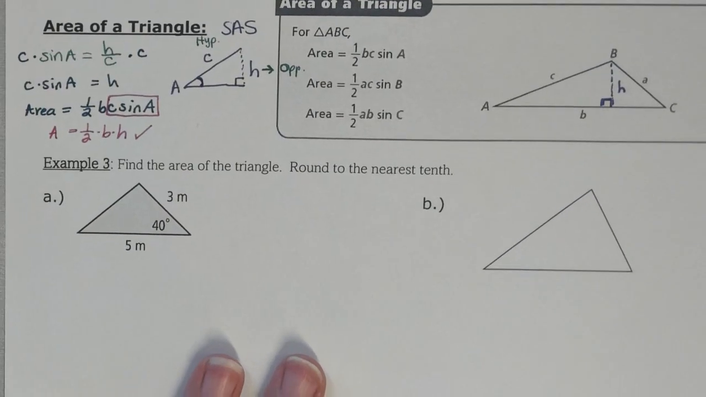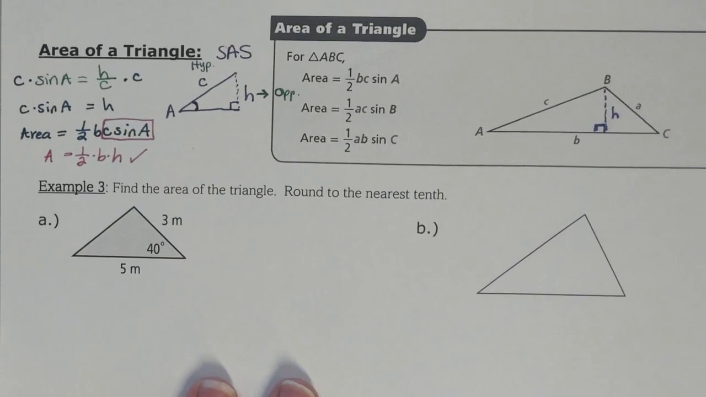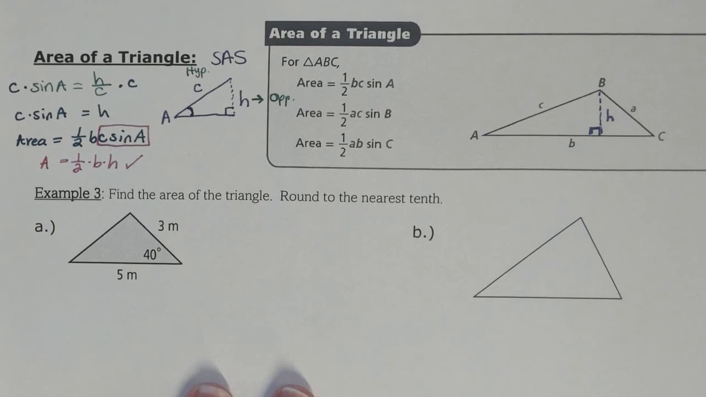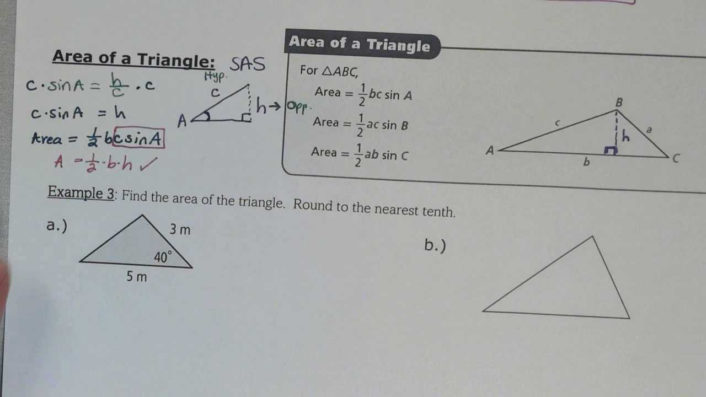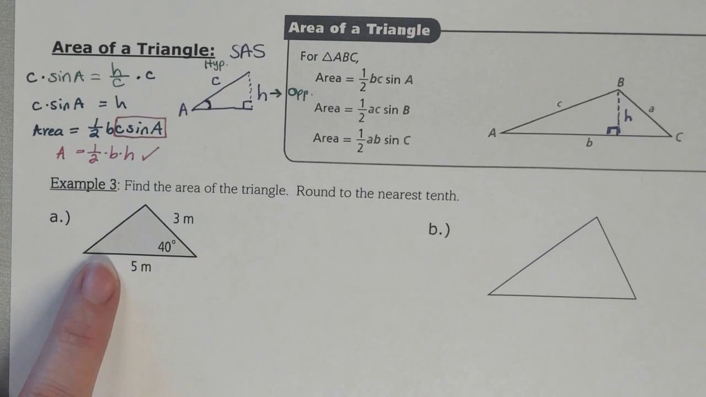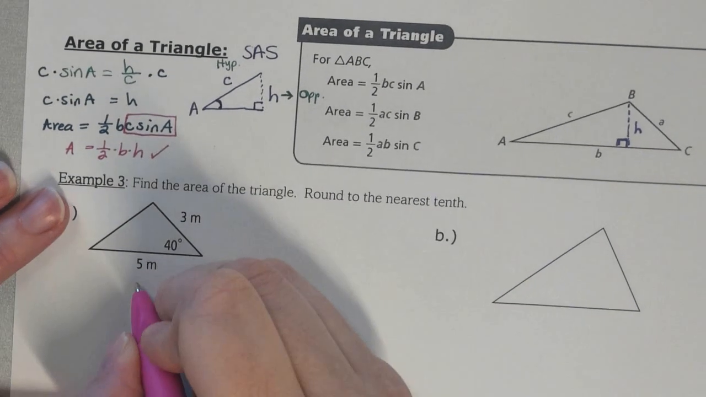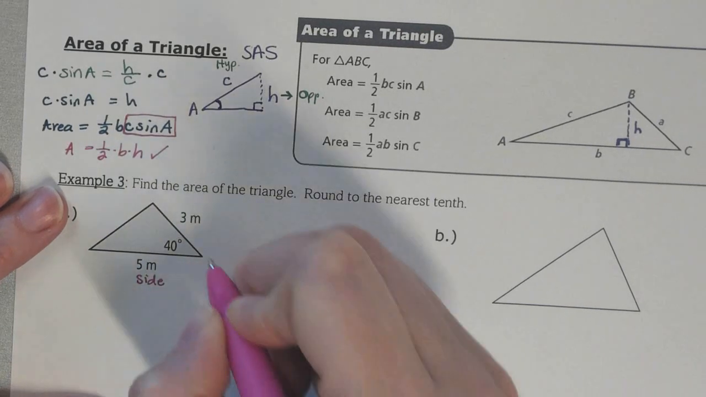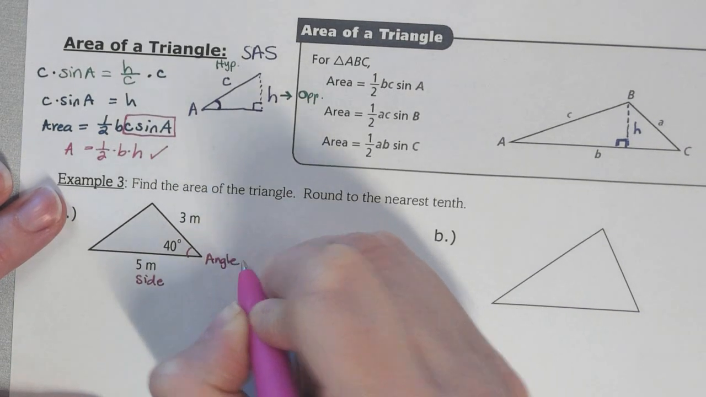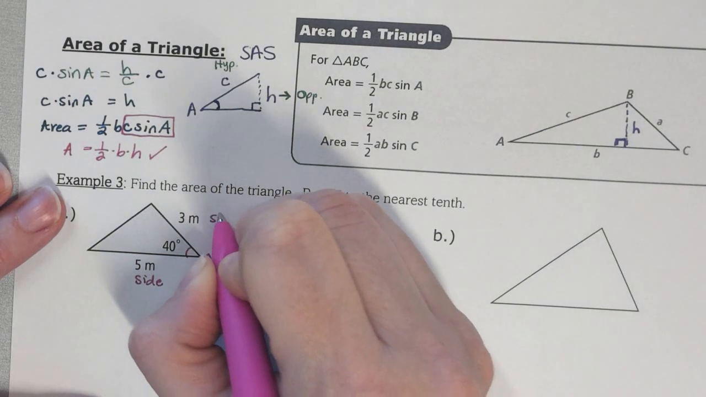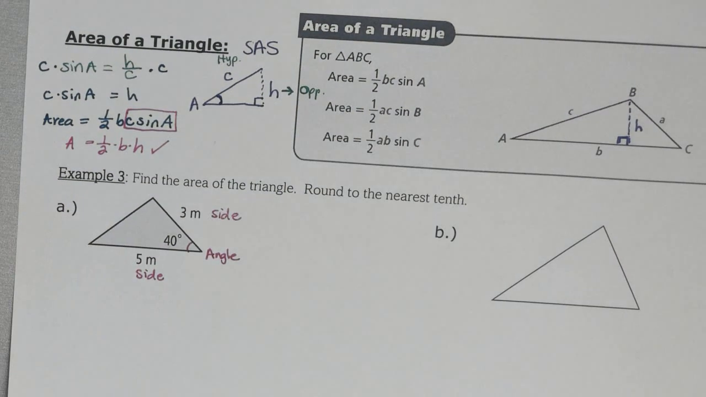Okay? So what we have to do, now that we can use this awesome formula, is if we aren't given the height, as long as we have side angle side, we can just use this. Okay? So we have the side, the angle, and the side.